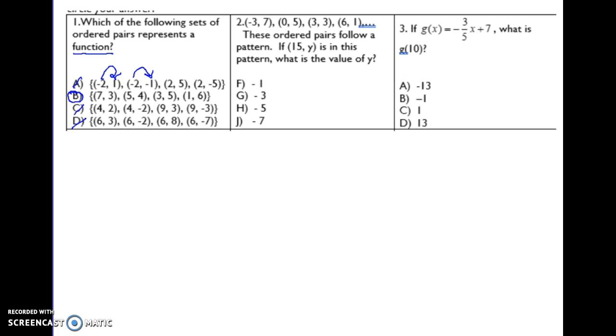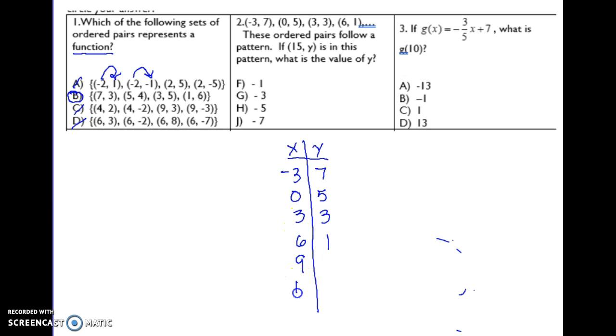Number 2. These ordered pairs follow a pattern. If 15, y is in the pattern, what is the value of y? So for these, I'm going to set up a table of my inputs and my outputs. My inputs would be -3, 0, 3, and 6. My outputs would be 7, 5, 3, and 1. Looking at my pattern here, looking at my x, it looks as though I'm adding 3 to each one of these. So I'm going to add 3 to get 9, 12, and then 15.